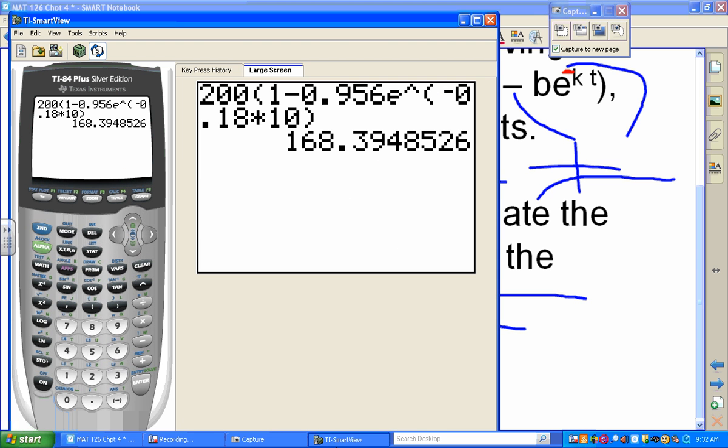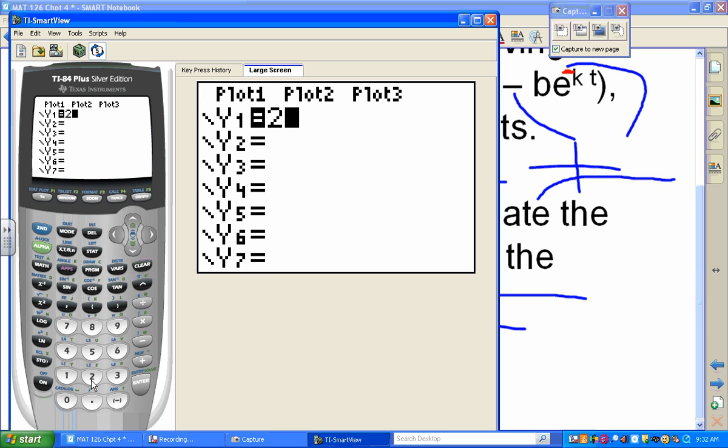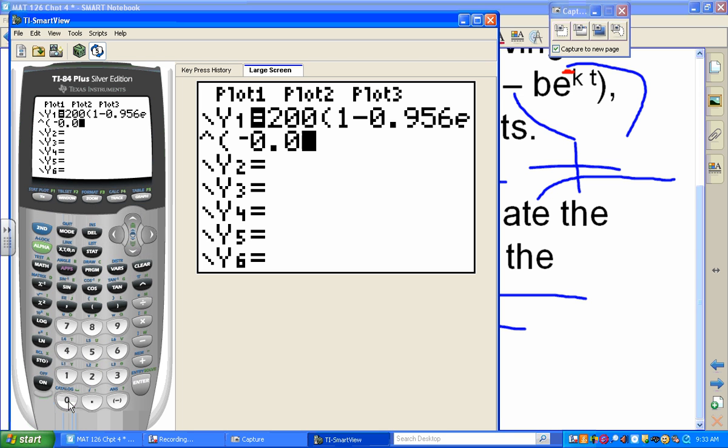200 minus 0.956, second E, to the negative. Oh, I forgot the parentheses. Second insert, parentheses, 1. Got it? And then, well, not a graph, I can't second and enter, can I? Oh, it worked? Oh, interesting. I've never done that before on a graph. Wait a minute, negative, what was the constant? 0.18, something like that? 0.18 times x. Is it 0.018 or 0.18?